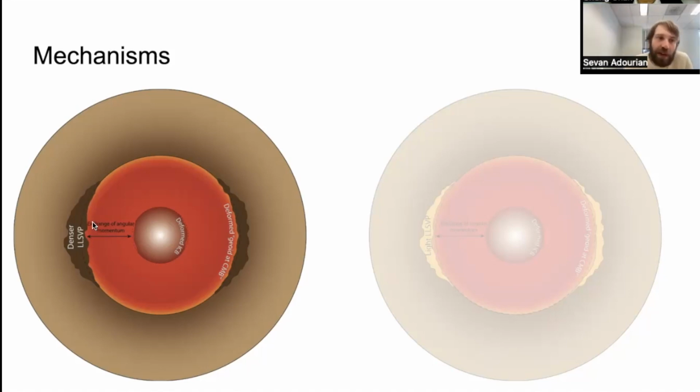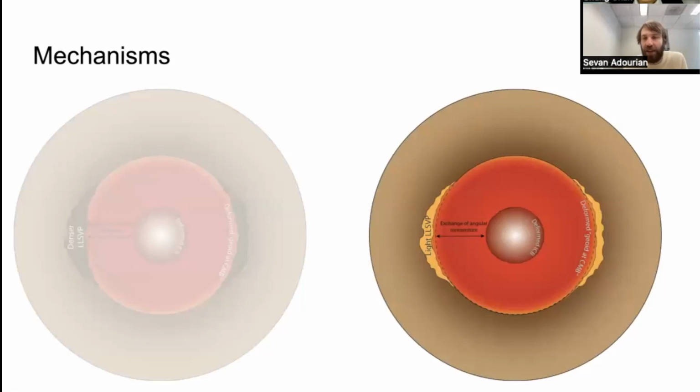So this is the case for denser LSVPs, where isostatically you have to have a core mantle boundary that is deflected towards the center of the Earth to accommodate for the weight. And in the other case, where you have light LSVPs, then you have a deformed core mantle boundary, but deformed towards the surface because of the lighter LSVPs than average.